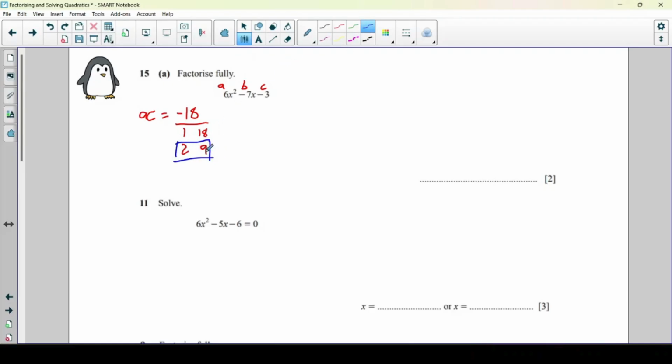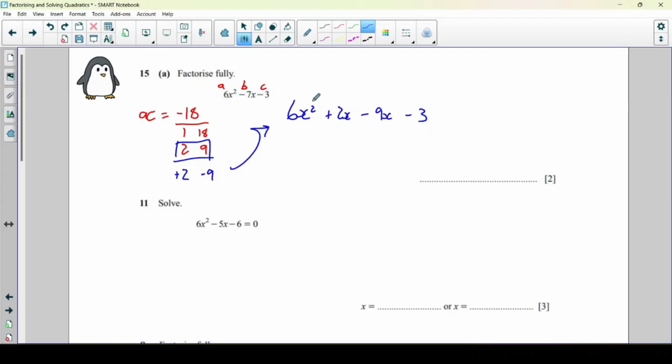One's got to be positive, one's got to be negative. I'm trying to get minus 7, so that means I want plus 2 and minus 9. Otherwise, if it was the other way round, I would get plus 9 minus 2 gives me plus 7. Now what I'm going to do with these two numbers is rewrite this quadratic, but instead of the minus 7x here in the middle, I'm going to write plus 2x minus 9x, and then the minus 3.